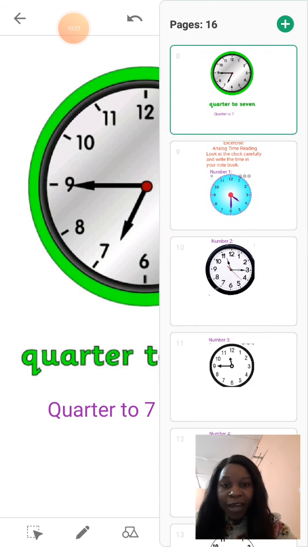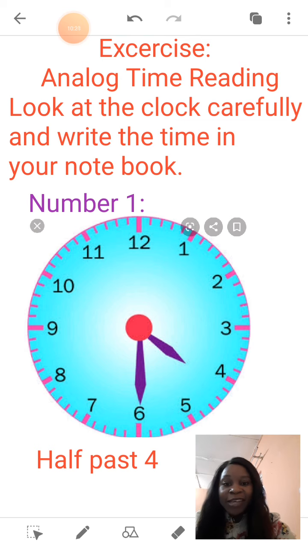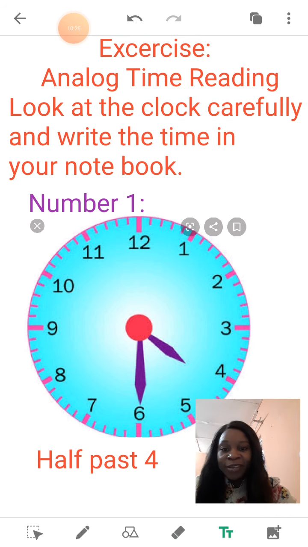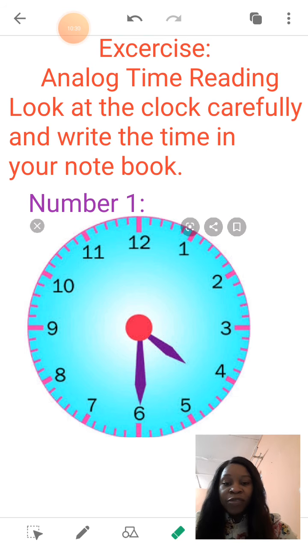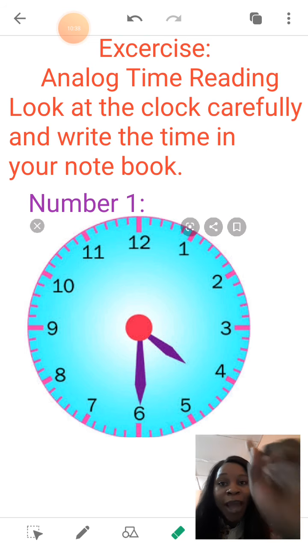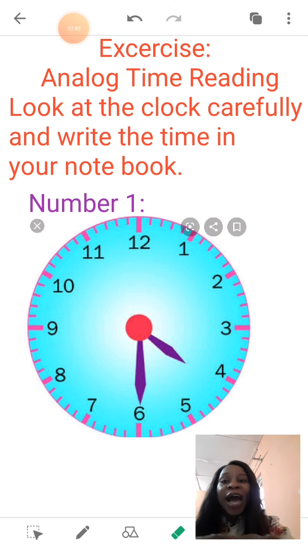We'll move to the next slide. Now, these are exercises. I'm going to do 2 and then you do the rest in your notebook. Don't draw the clock. Just write exercise in your math notebook. Write exercise and write analog time reading. Then go straight to number 1, write the answer.